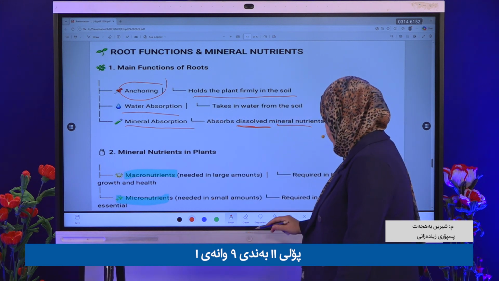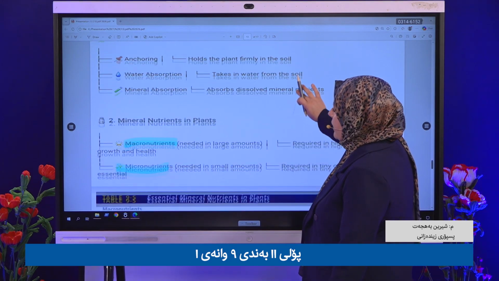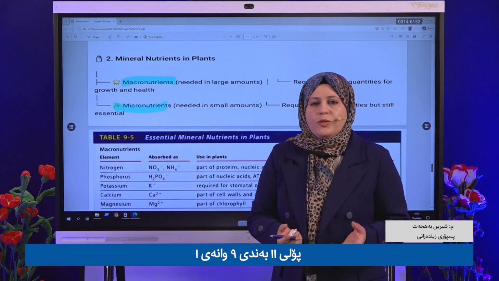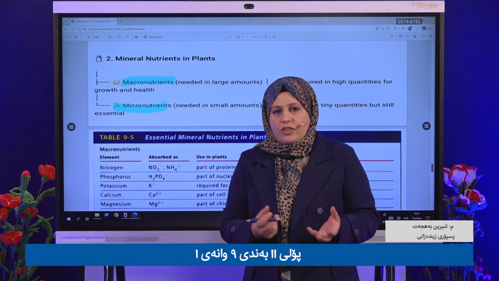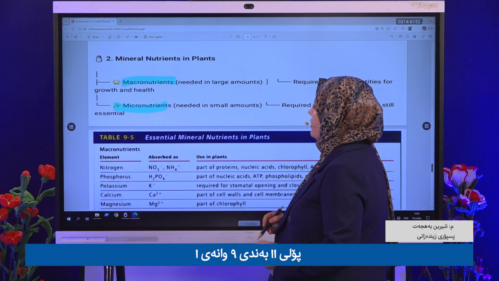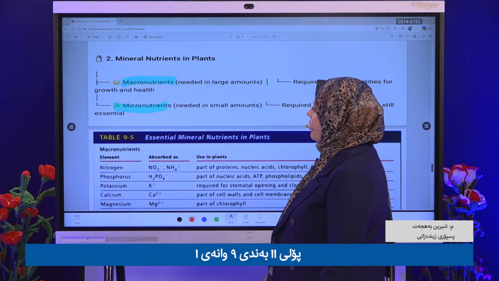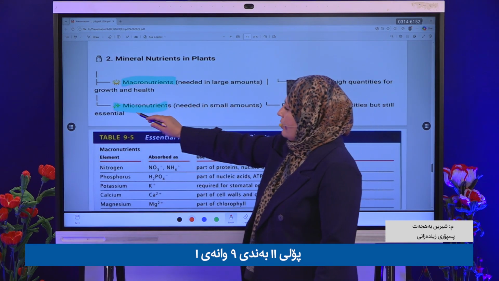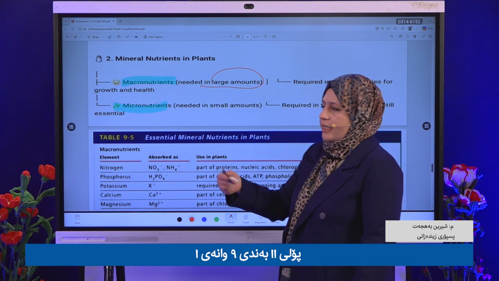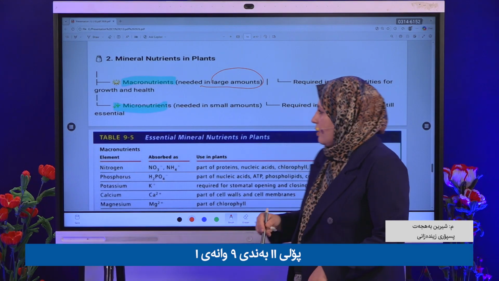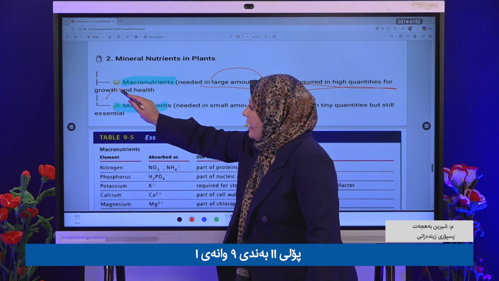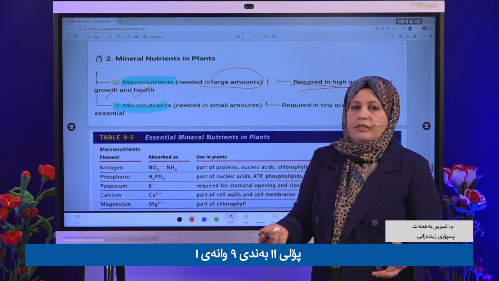Okay, so look at it. Some mineral nutrients in plants. Some of them are very important to take in a large amount, but some of them we should take in a small amount. So they are classified into the first one, which is called macronutrients, and the second one, micronutrients. Macronutrients are needed in what? In a large amount. Plants need this kind of nutrient in a large amount, required in high quantity for growth and health. That's why it's needed in a large amount.